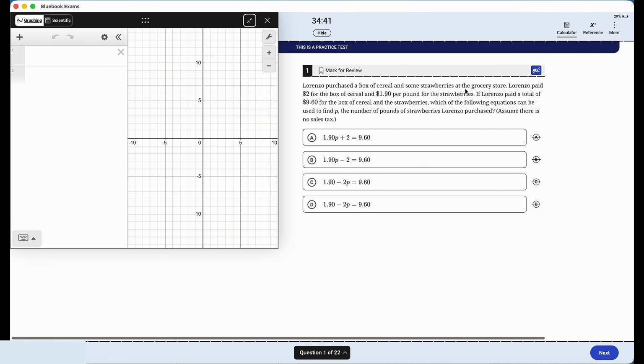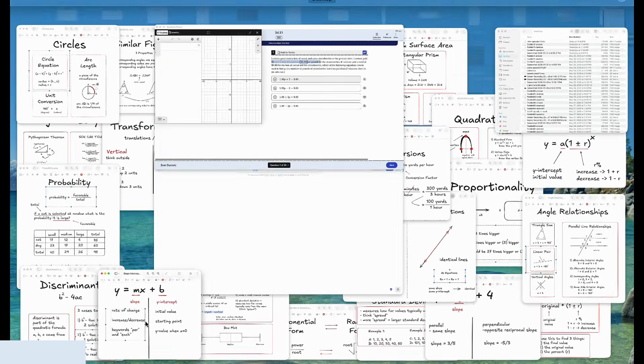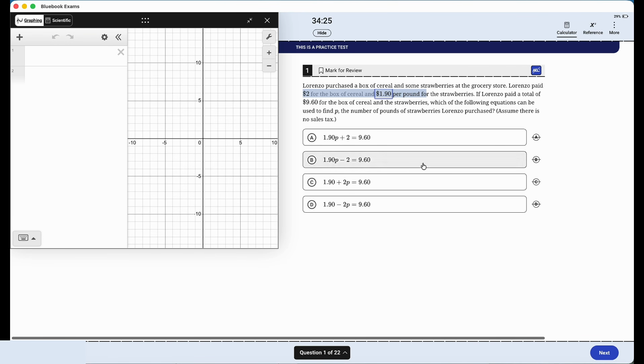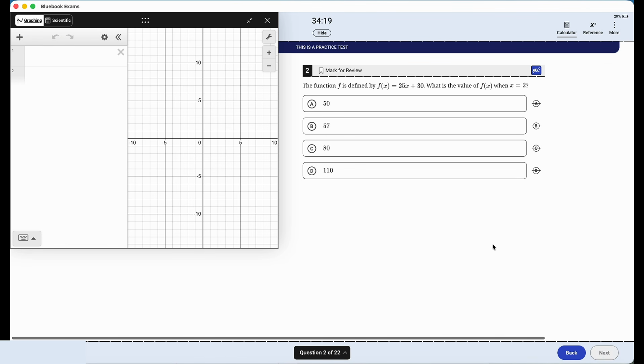Lorenzo purchased a box of cereal and some strawberries at a grocery store. Lorenzo paid $2 for the box of cereal and $1.90 per pound for strawberries. That's a key word, per pound, right? When we talk about linear equations, per and each are keywords here. They signify slope, so I know 190 has to be the slope. So it has to be A or B. And then it was an additional $2 for the box, so it's got to be +2, not -2. So that's it for one.